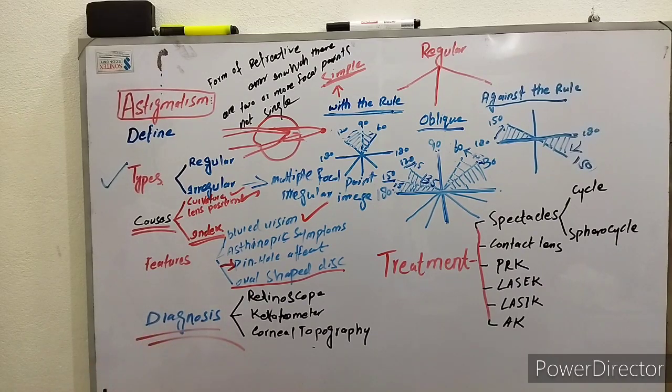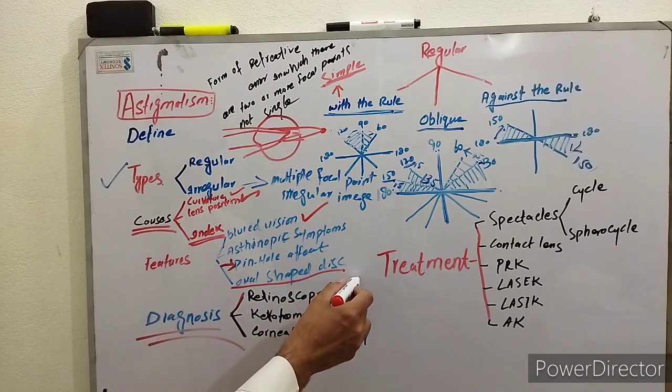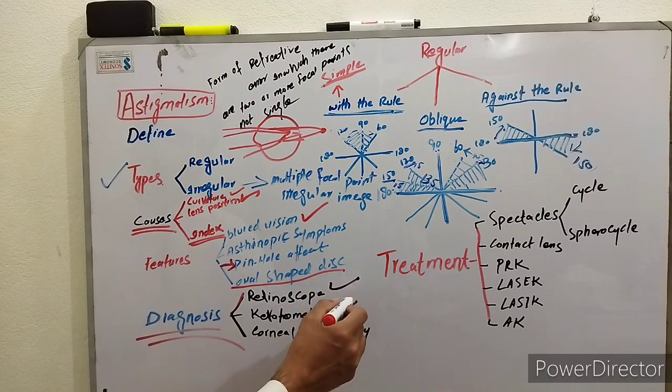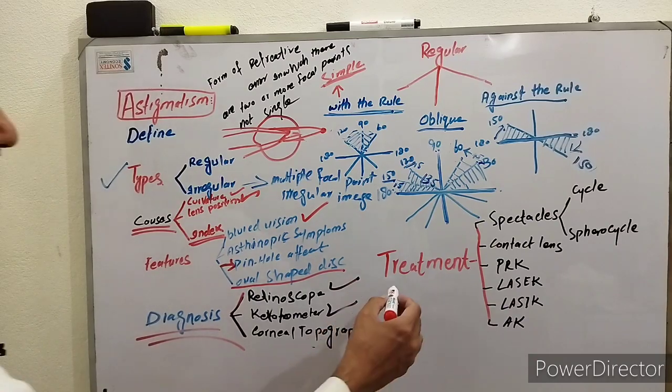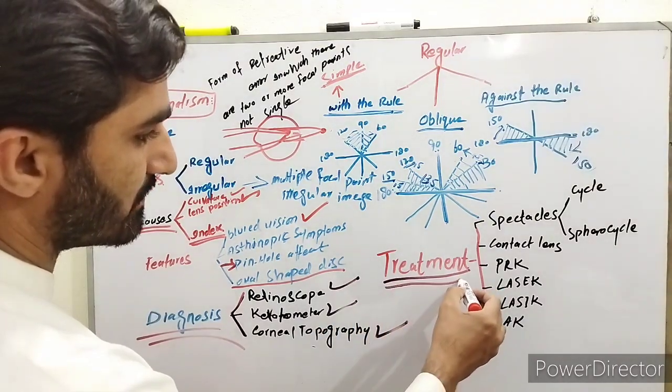Now we are going to diagnose this. With the help of three techniques we can diagnose astigmatism. First one is retinoscope, so much simple. Second one is keratometer. Third one is corneal topography. With these three techniques we can easily diagnose astigmatism. Final step is treatment. How can we treat astigmatism?